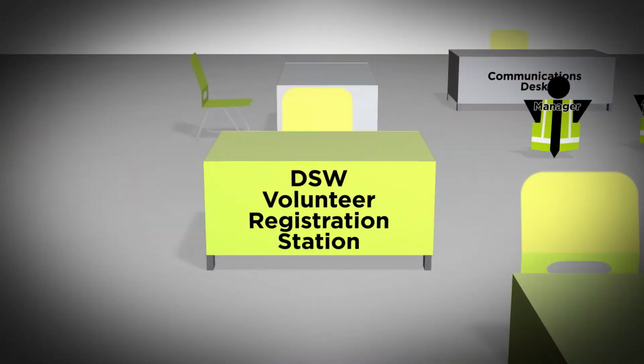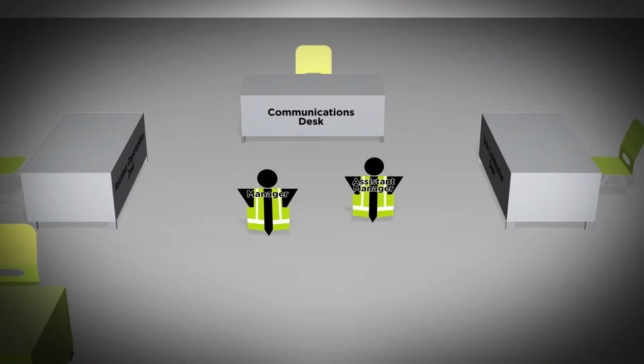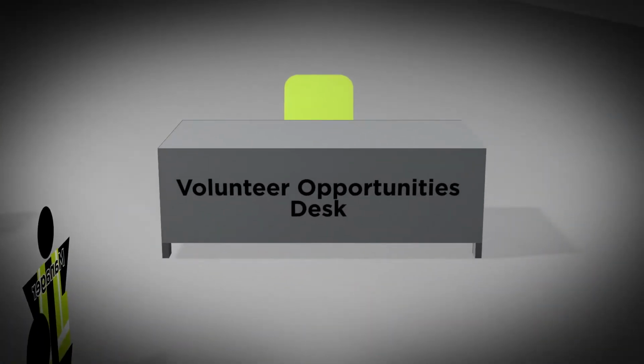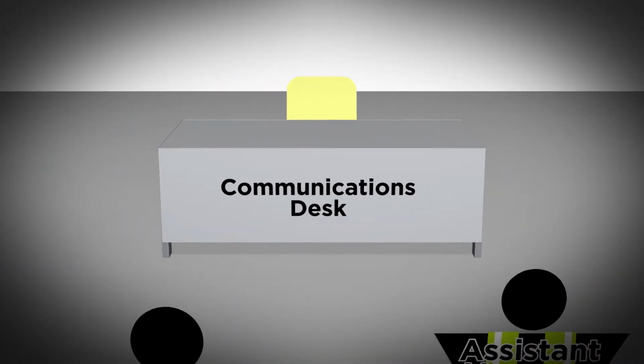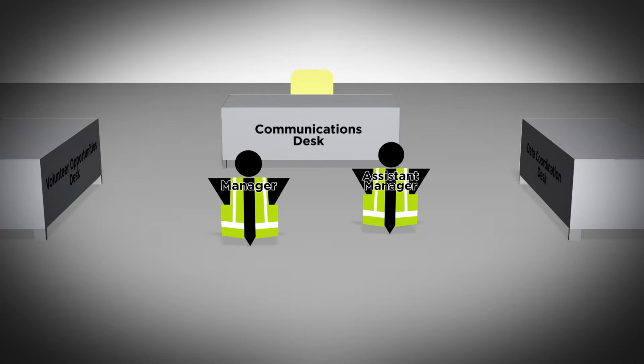There are other areas that fulfill critical responsibilities, though they don't interface with volunteers directly. They include volunteer opportunities, data coordination, communications, EVC management, and assistant management. Let's take a look at how each of these roles functions within the EVC.